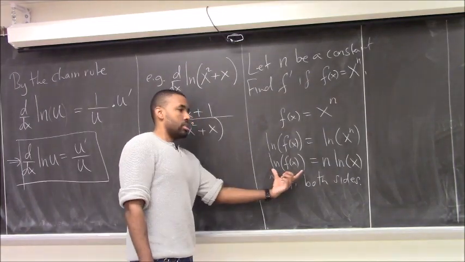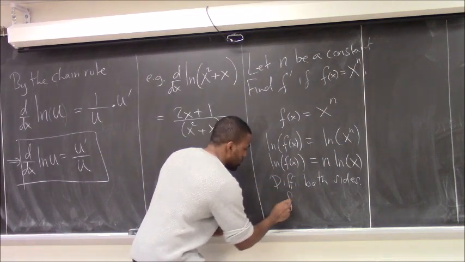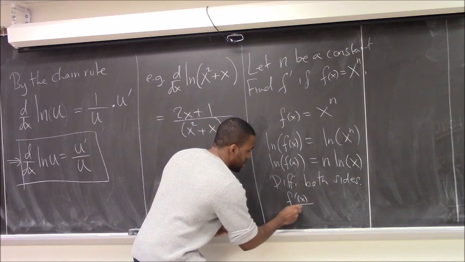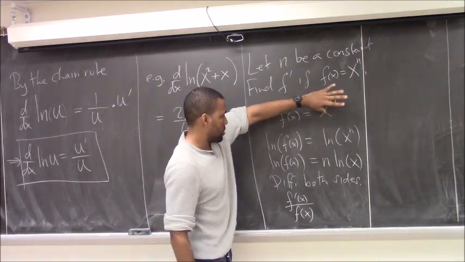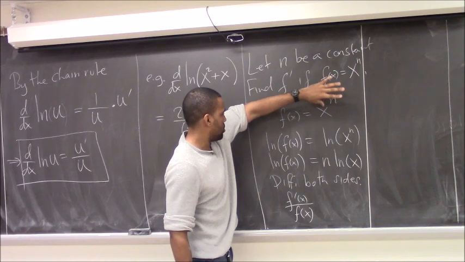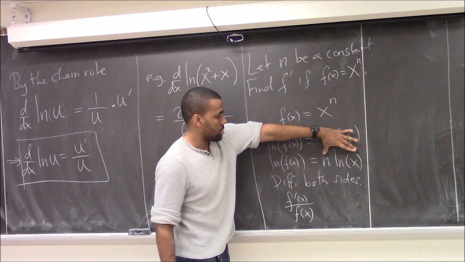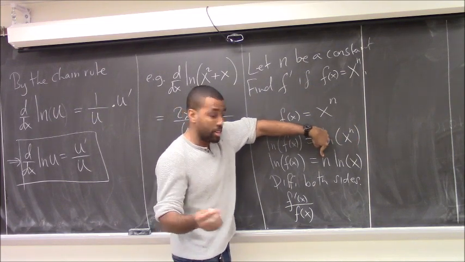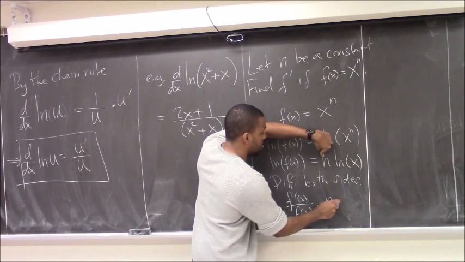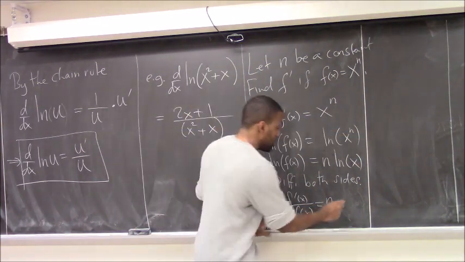What's the derivative of this? f prime of x over f of x. The derivative of the thing over the thing itself. So this is going to be f prime of x divided by f of x. And what's the derivative of the right side? It's n times 1 over x. The n just stays by there, by the constant factor rule, and then I differentiate ln x, which we just derived: that's 1 over x.